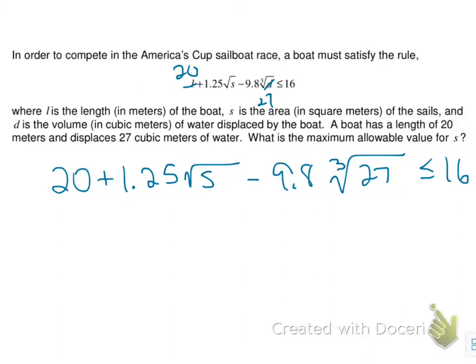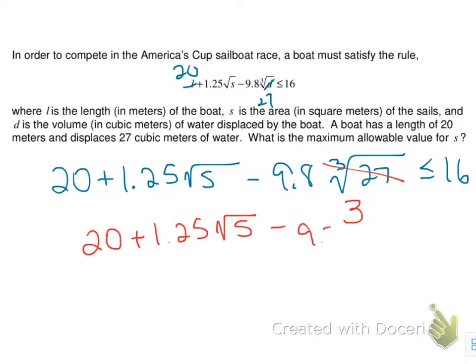Okay, so I'm going to simplify one thing for you. What is the cube root of 27? 3. So I have 20 plus 1.25 square root of S minus 9.8 times 3 is less than or equal to 16. Okay, so what I want you to do is finish this problem, and we will talk about it at the beginning of class tomorrow.